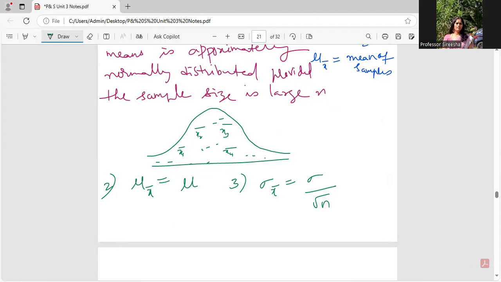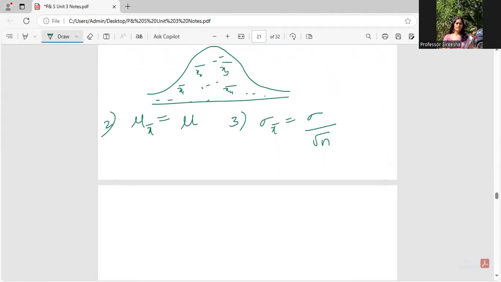So if the original population is not normally distributed, then we assume that the distribution of sample means is normally distributed. Now, there are different tests. Let me give a gist of all the tests. There's a Z test, there's a T test, there's an F test.